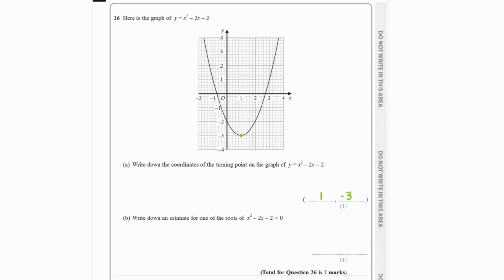So the roots are the points at which the graph intersects the x-axis. Those points, when read carefully from the graph, are negative 0.7 and 2.7. However, because the question is only asking for one of the roots, we can pick any one of these and we would get 1 mark for writing any one of these correctly. Part A was also a 1-mark question, and Part B was a 1-mark question in which you would have got the mark for any correct root from both of these.